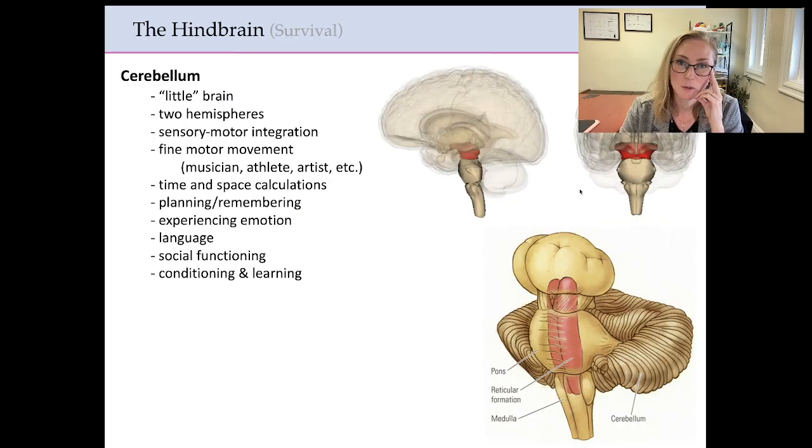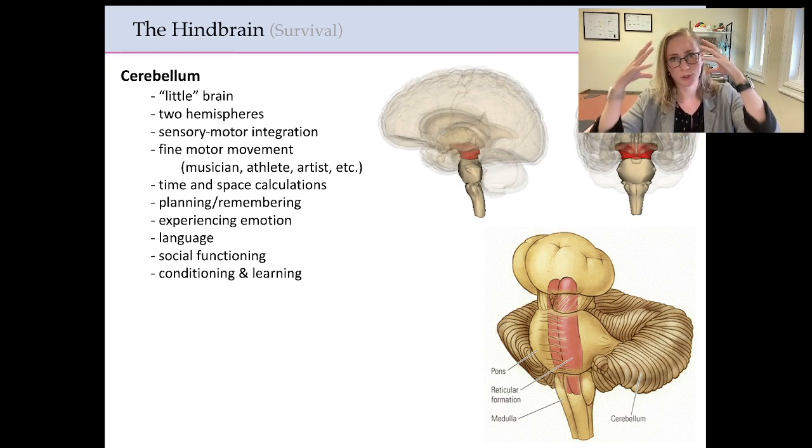Okay, the cerebellum, this really weird looking guy, super wrinkly, does not look like the rest of the brain structures, is a very mysterious area. So cerebellum translates to little brain. Cerebrum would be the main brain, the forebrain. Cerebellum would mean little brain. It also has 2 hemispheres, just like the main portion of the brain.